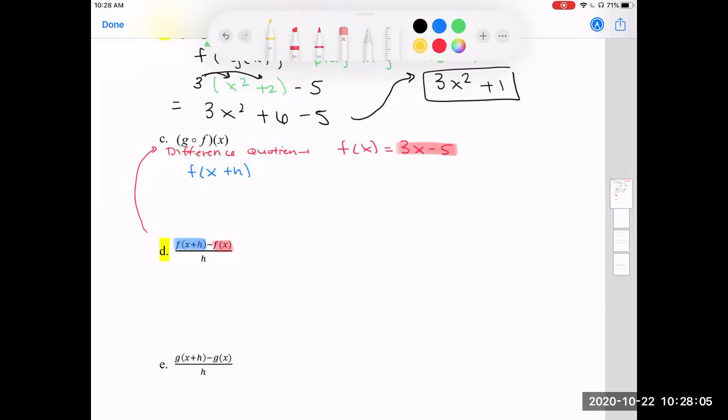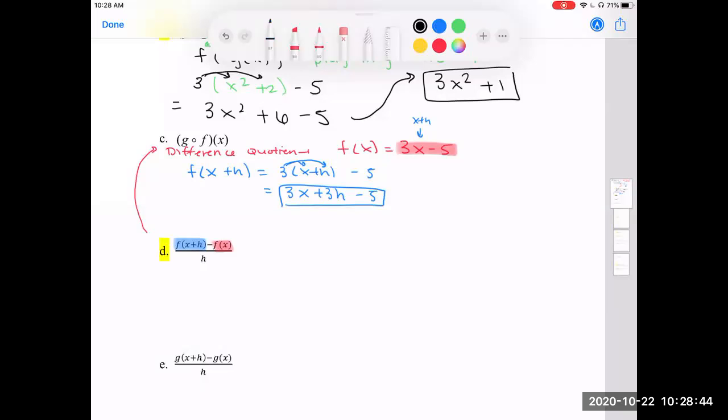So just so we're okay with the notation, this means plug in for x, right? So wherever we see an x in our function, we're going to plug that in. All right, let's go ahead and figure that out. F of x plus h, so for x, we're going to plug in x plus h. So we have 3 times x plus h minus 5. Let's distribute that 3 so that we have 3x plus 3h minus 5. And that is our x plus h that we're going to plug in.